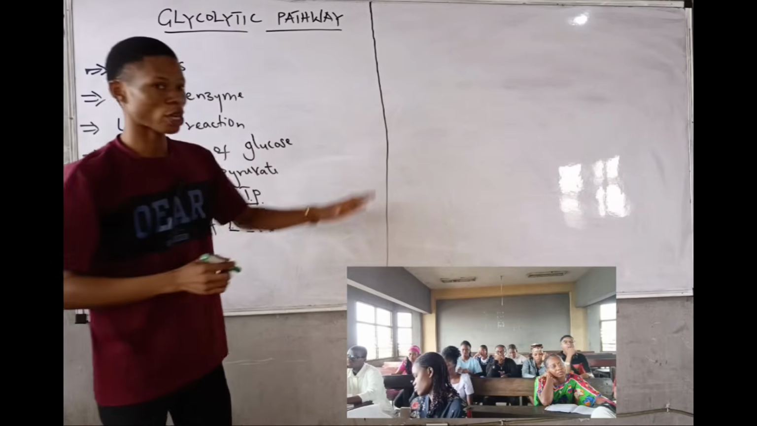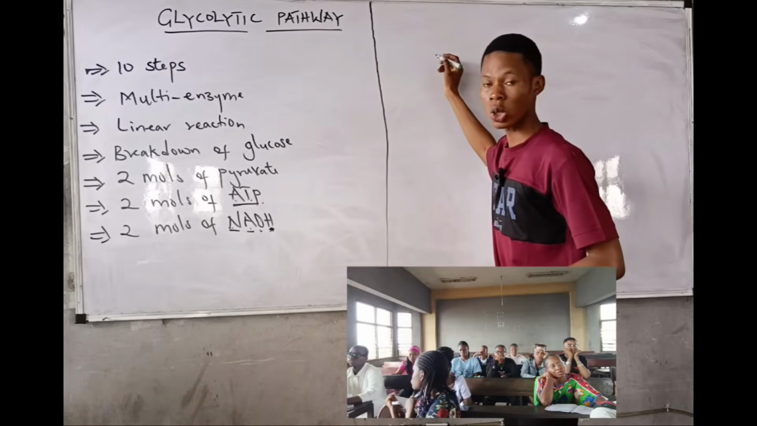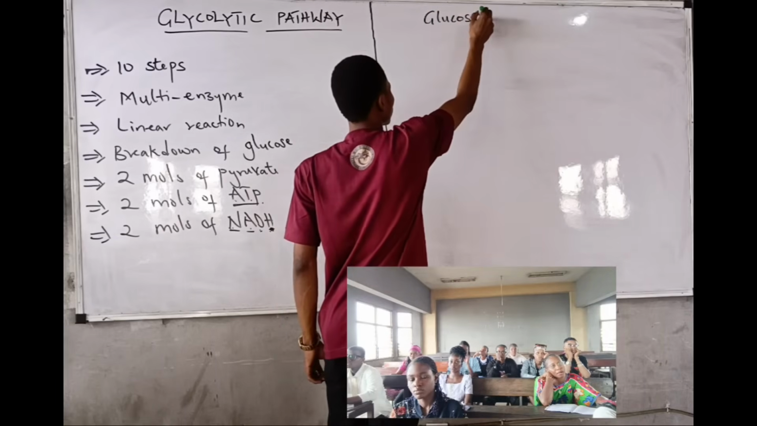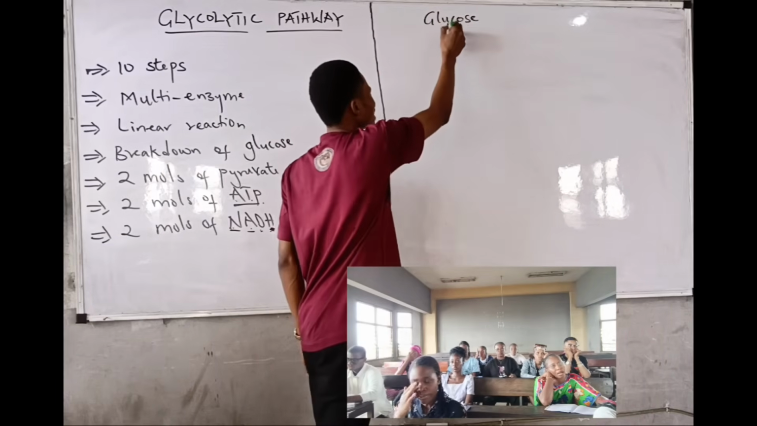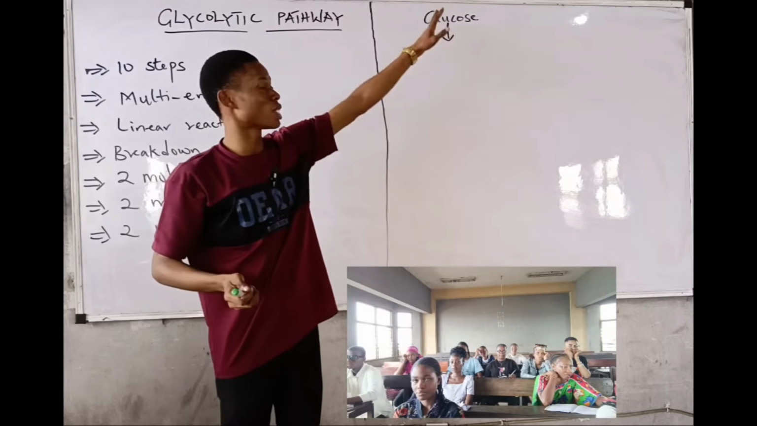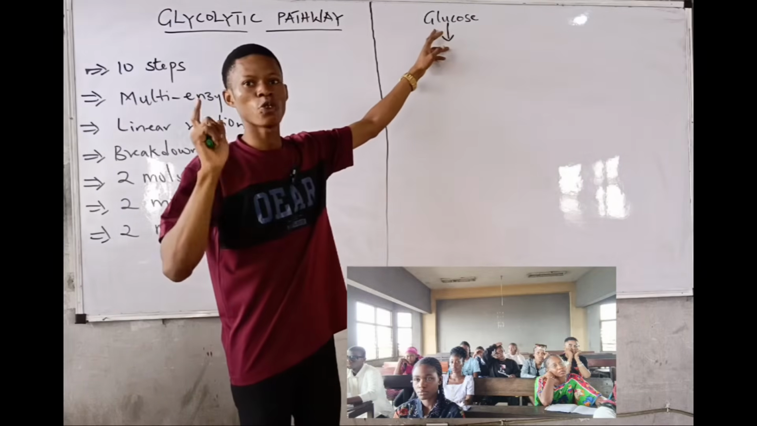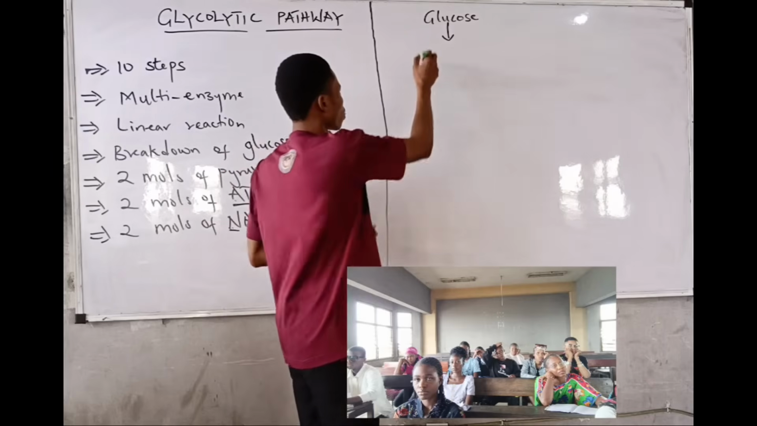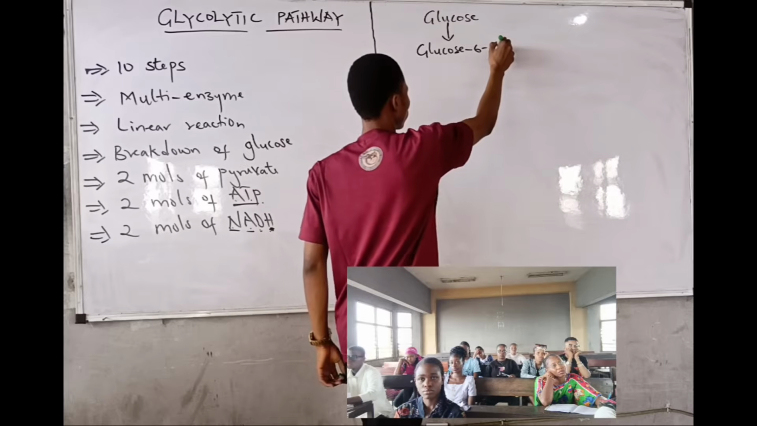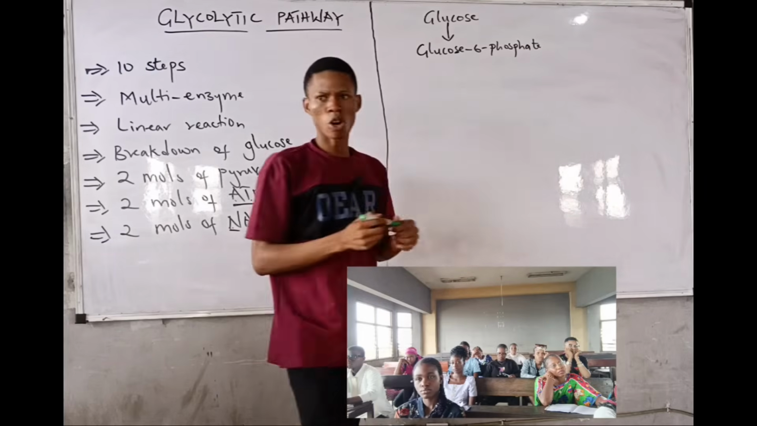So now let's take the pathway. Don't write, just look up. What are we breaking down? Glucose, right? So this is glucose, and the first step in the breakdown of glucose, please don't write, because I'll just be using a one-sided arrow. After then we'll correct it back. Glucose is first phosphorylated to glucose 6-phosphate.